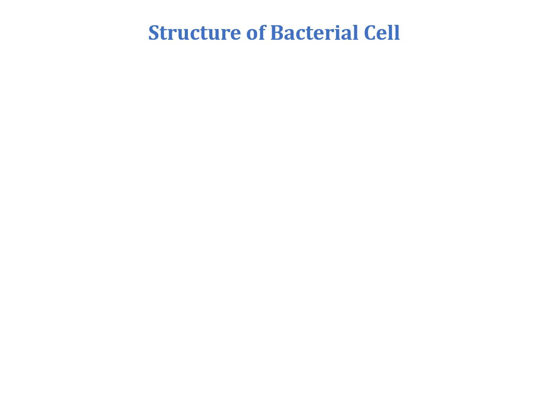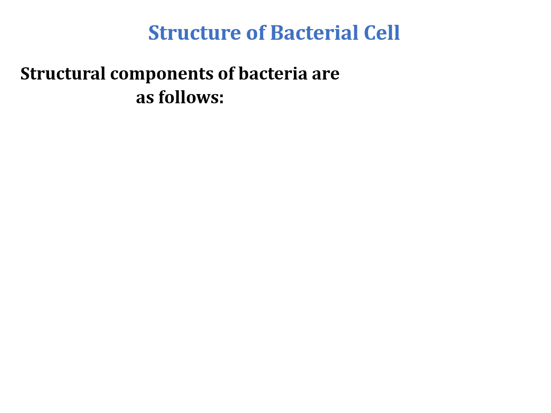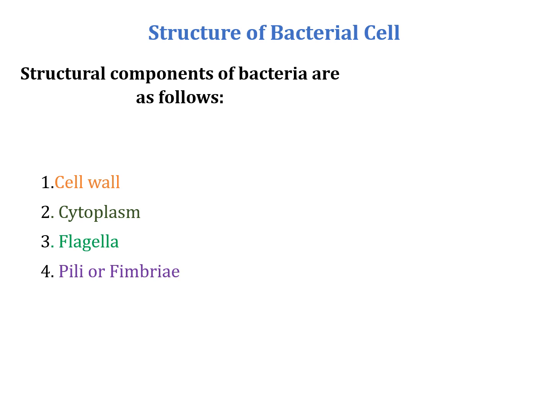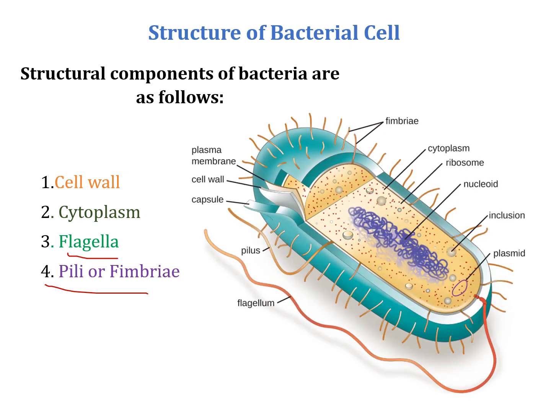Today's video is all about the structure of the bacterial cell. So the structural components of bacteria are as follows: one, cell wall; second, cytoplasm; then flagella, pili, fimbriae. And this is the structure of the bacterial cell.